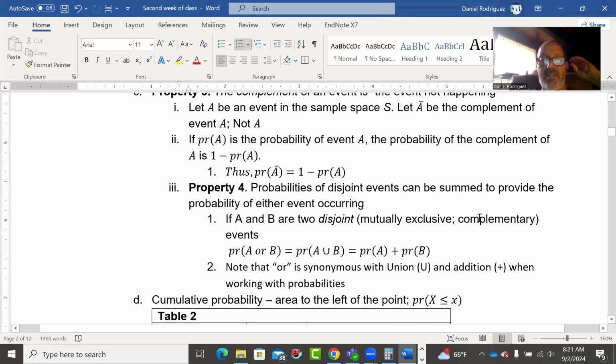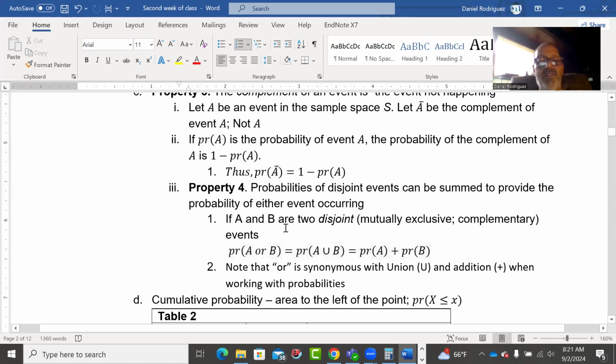Property 4: probabilities of disjoint events can be summed to provide the probability of either event occurring. Disjoint events is the same as mutually exclusive events. Those are events that cannot occur together. So there's no overlap between them, right? So the probability of A or B occurring is equal to the probability of the union. So or is the same as union.